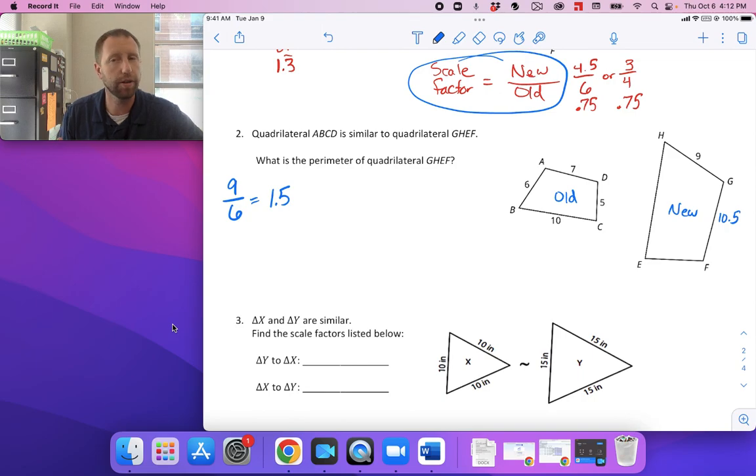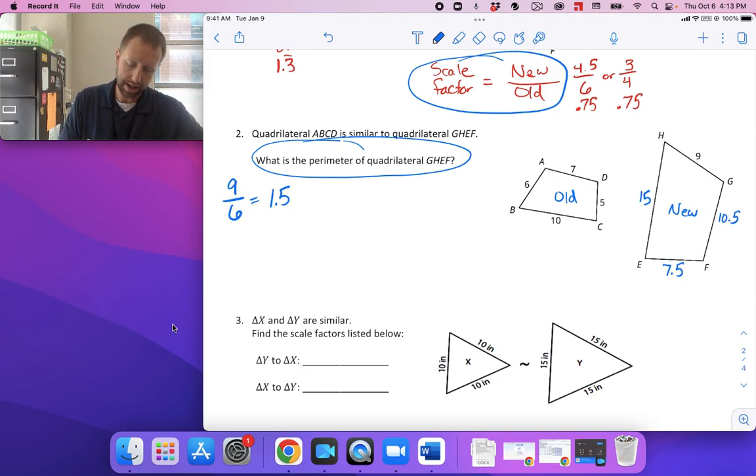And then do the same thing for all the other sides. The other short side, this one here, 5, that's going to correspond to this side. So 5 times 1.5 is 7.5. And then finally, the last side, 10. 10 times 1.5 is 15. Now I can answer the question. The question is not what are all the missing side lengths, but what's the perimeter? Well, we know perimeter, you just add up all the sides. 9 plus 10.5 plus 7.5 plus 15 gives me 42.